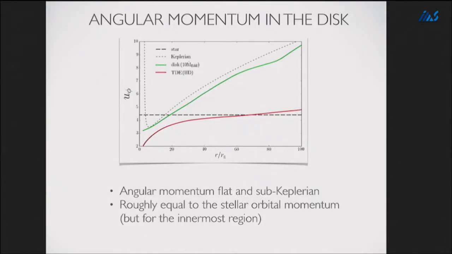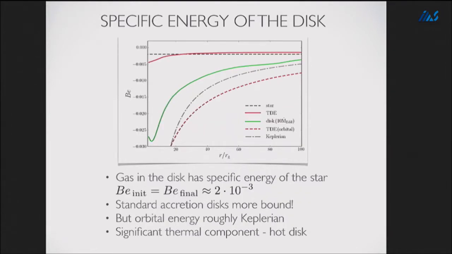Let's look at the properties of that system. The angular momentum is very low, and more or less corresponds to the angular momentum of the initial star, and is much lower than in the case of a regular super-Eddington accretion disk I like to simulate. The total specific energy of the disk is also more or less equal to the stellar specific energy, but if we plot only the orbital energy of that gas, it is more or less Keplerian, and the excess goes into the thermal energy.